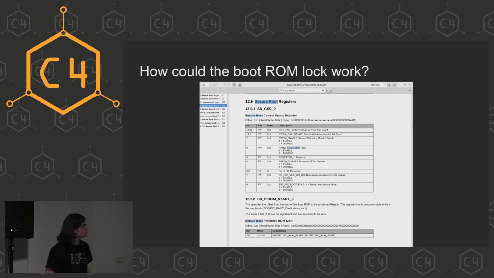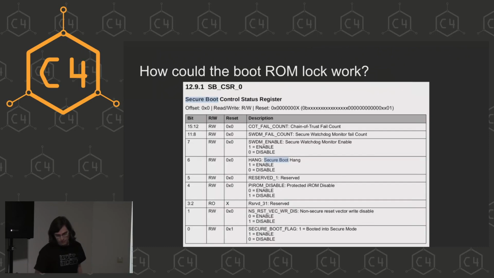This table describes two important registers. The first one is called SBCSR0 and the second one is called SBPIROM start 0. If we look at the first one, SBCSR0, we can see that its reset value is 0x01. These are bits. The X means don't care, not implemented. The other ones are either 0 or, the last one, 1.